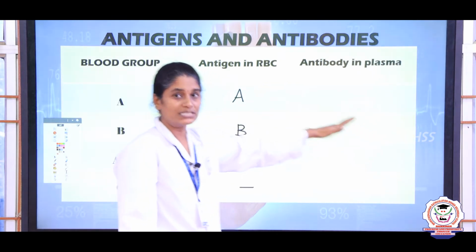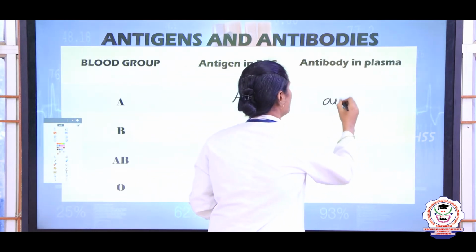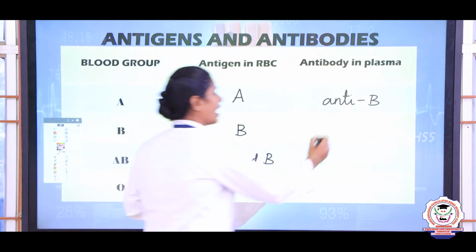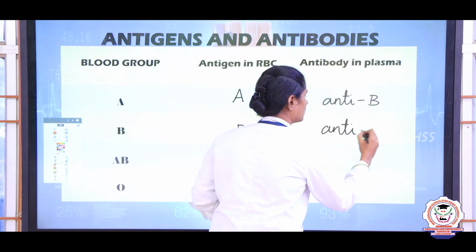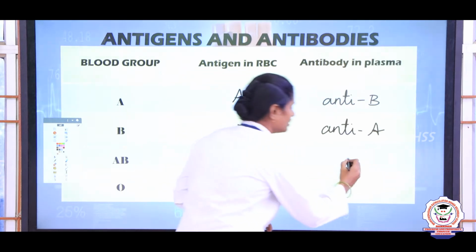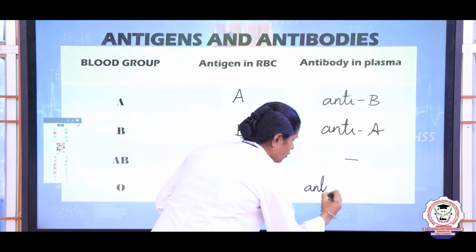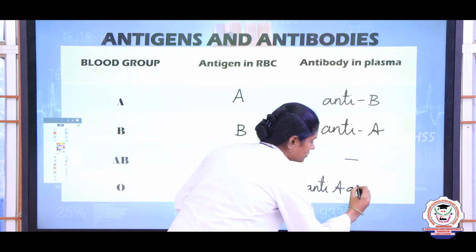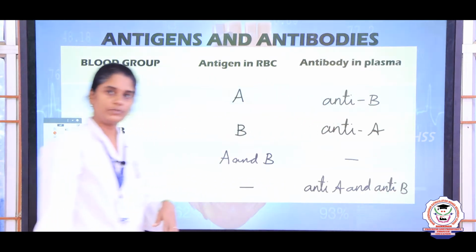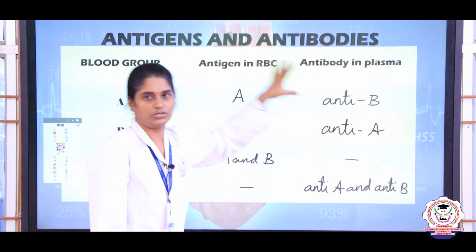If you take antibodies, in the A blood group we can see antibody B. Okay, so antibody B is present. In the B blood group, antibody A is present, right. In the AB blood group no antibodies are present, but in the O blood group both antibody A and antibody B are present, right. So now you have learned what antigens and what antibodies are present in each blood group.